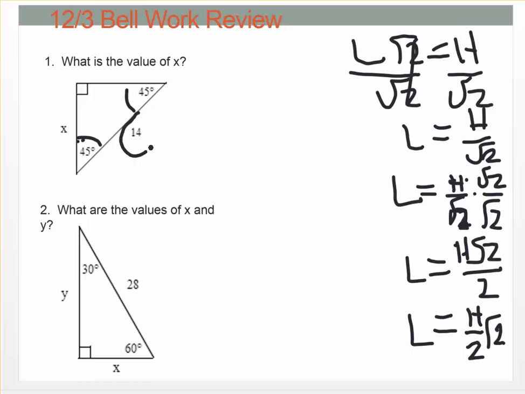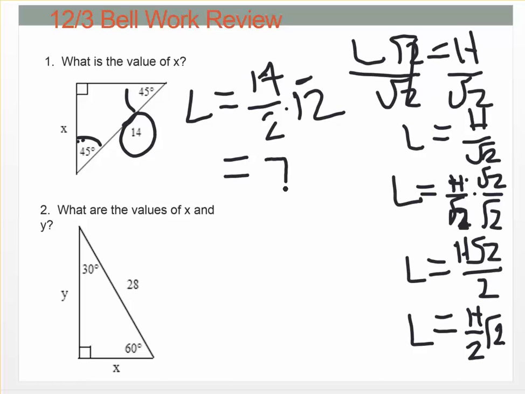So since our hypotenuse is 14, the leg is going to be equal to 14 over 2 times the square root of 2. Okay, so that's a 14. 14 over 2 is 7. So it's 7 times the square root of 2. And the leg is x. So x equals 7 times the square root of 2. Okay, let's really quickly go over the next one.